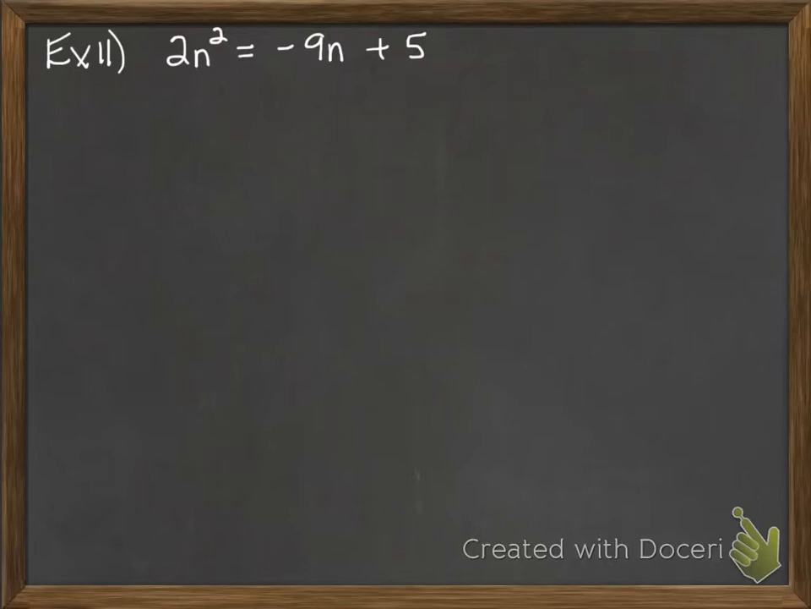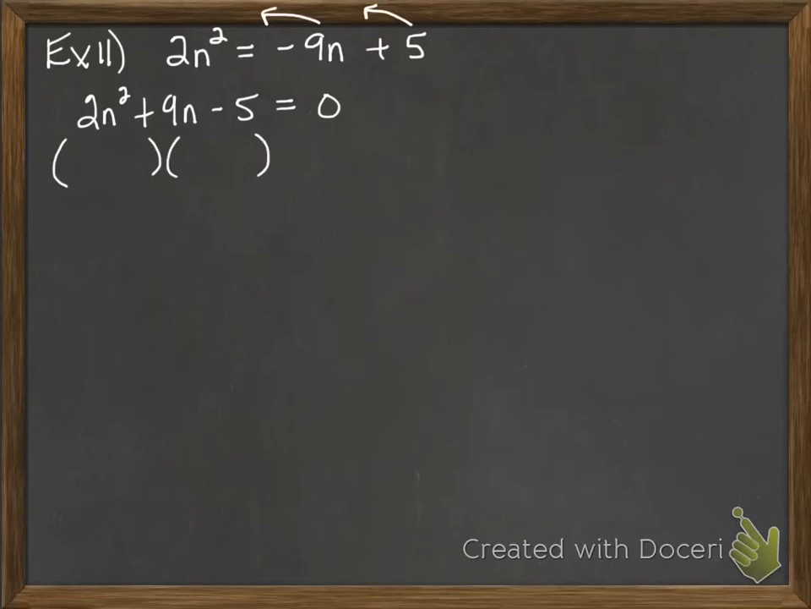What have we got to do first? Okay, Maddie says get it equal to 0. So we're going to send the negative 9n and the positive 5 over to the left-hand side. So that's going to give me 2n squared plus 9n minus 5 equals 0. Okay? So now we're going to separate the men from the boys here. We haven't factored a harder trinomial in probably a week or 2. I'm going to hit my pause button, and I'm going to let y'all figure this one out.